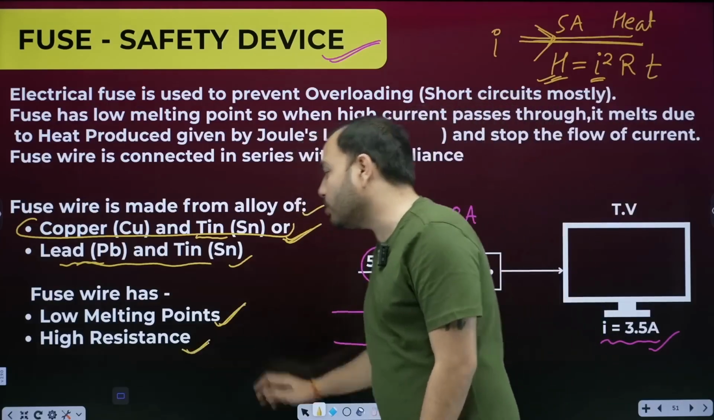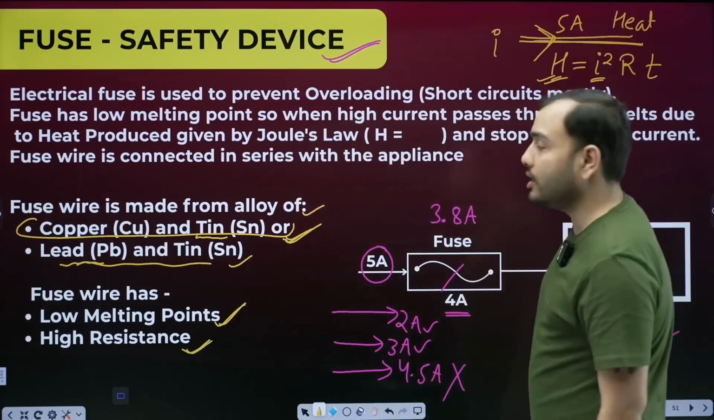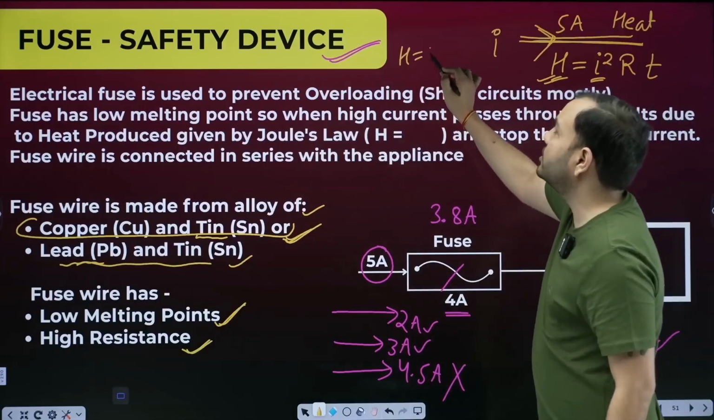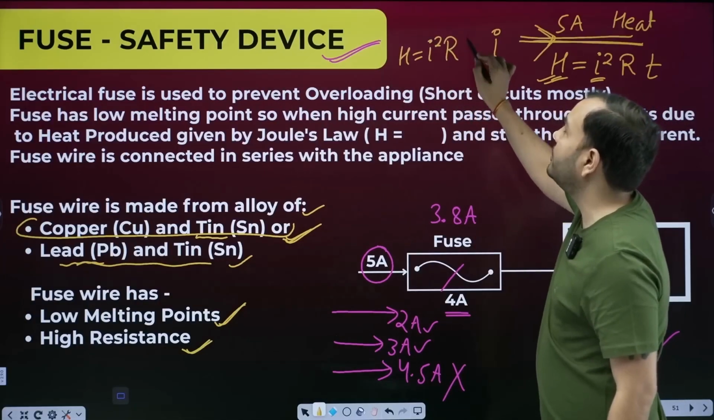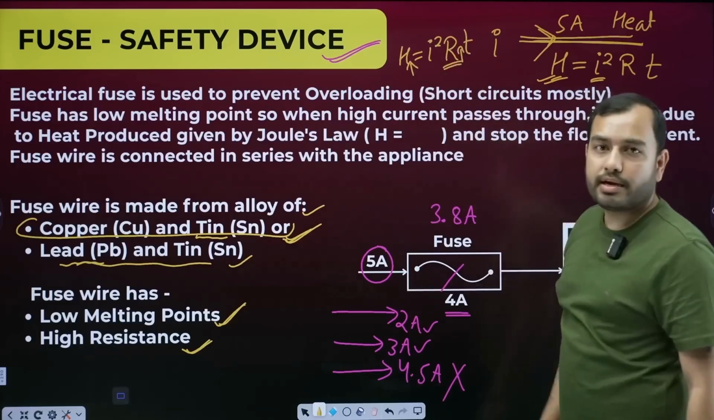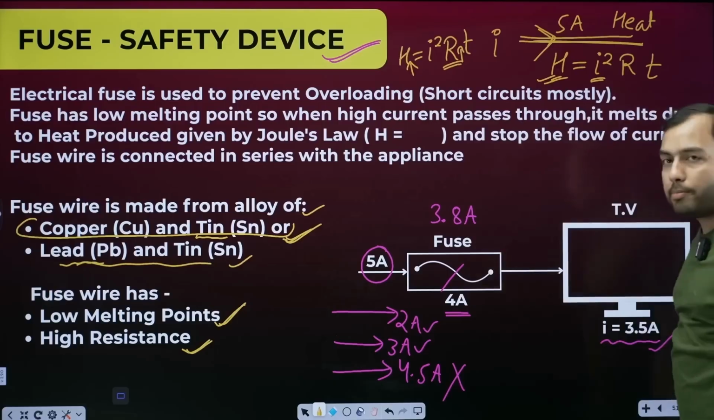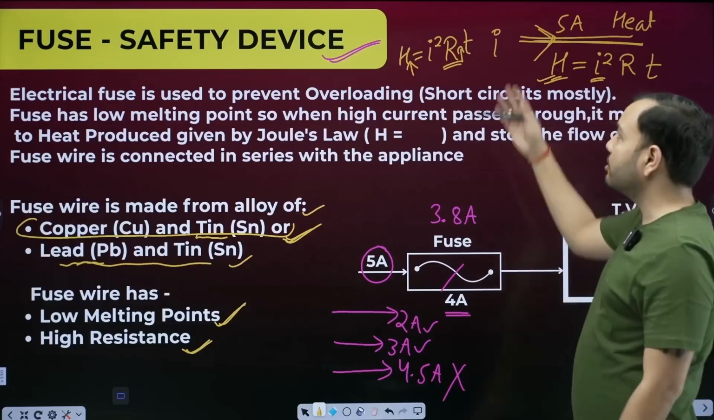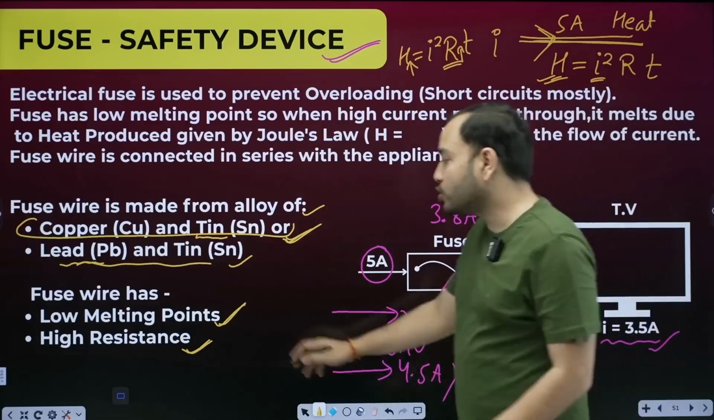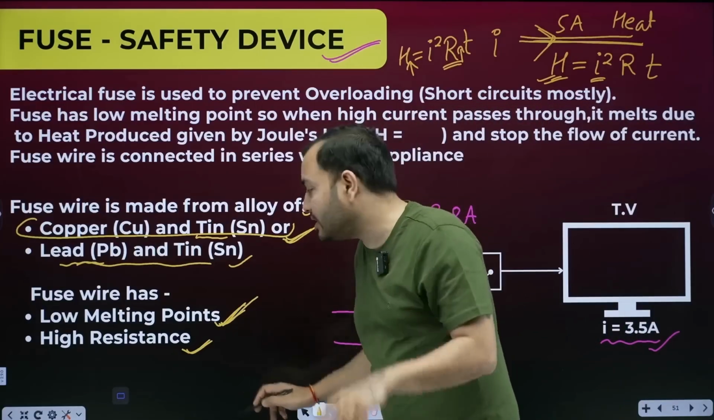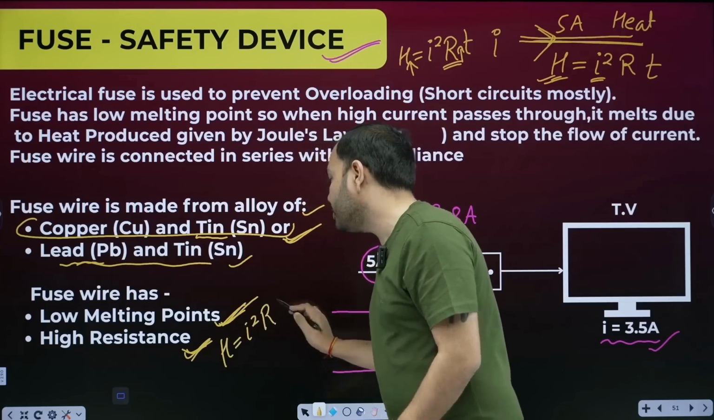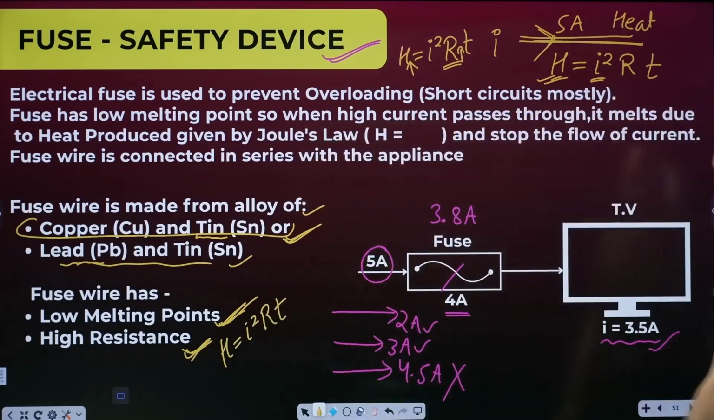Second thing, high resistance. It should not be a good conductor. It should have high resistance. Why should it have high resistance? Look at the formula. H equals I square R T. The more the resistance, the more the heat will be generated. The more the heat in it, the sooner it will melt. Suppose we had used pure copper, then there would be no resistance and not enough heat would have been generated. So the fuse should have a low melting point so that it melts, and high resistance so that a lot of heat is produced. The job of a fuse is to burn out.